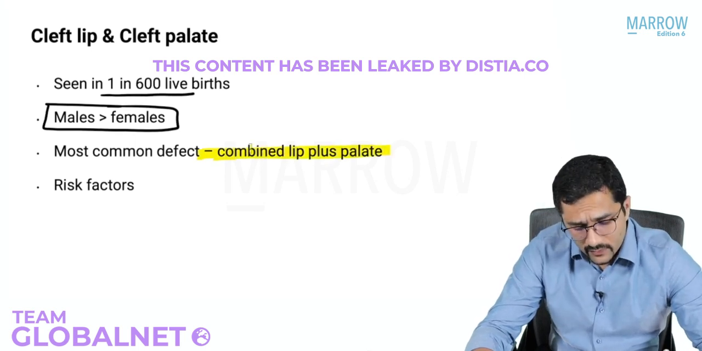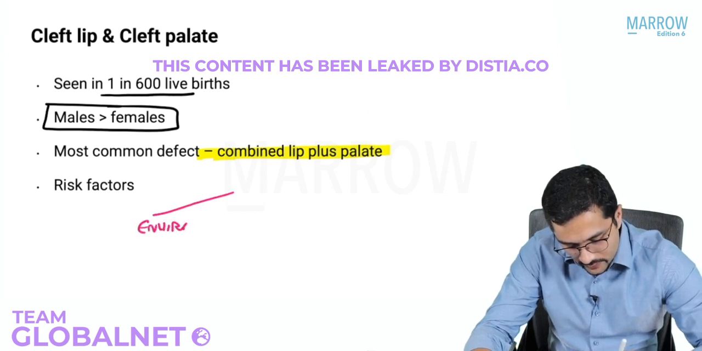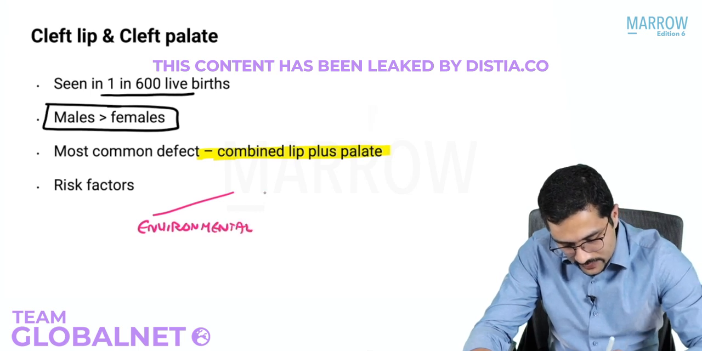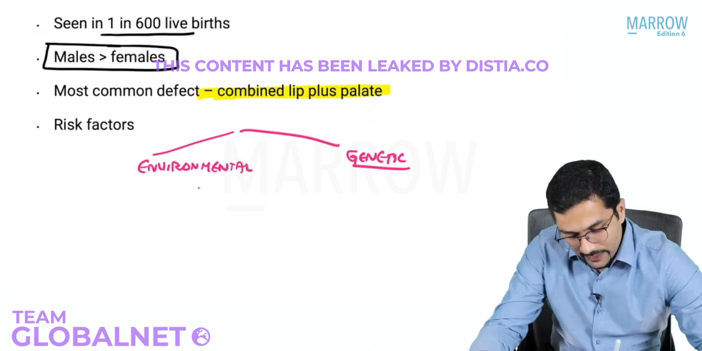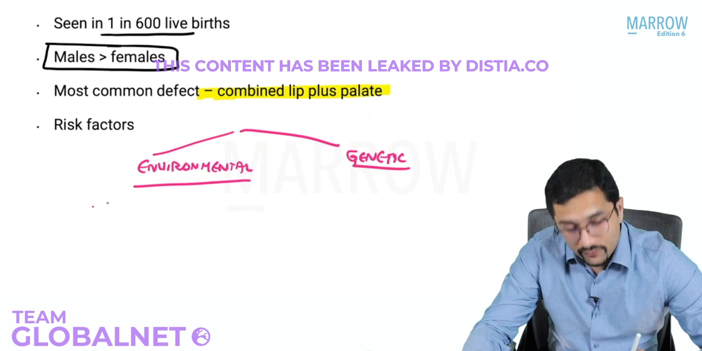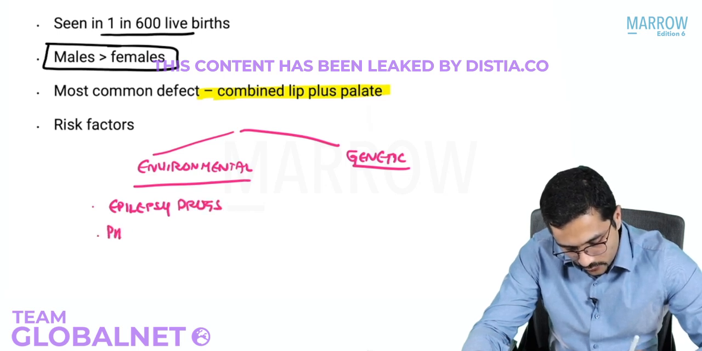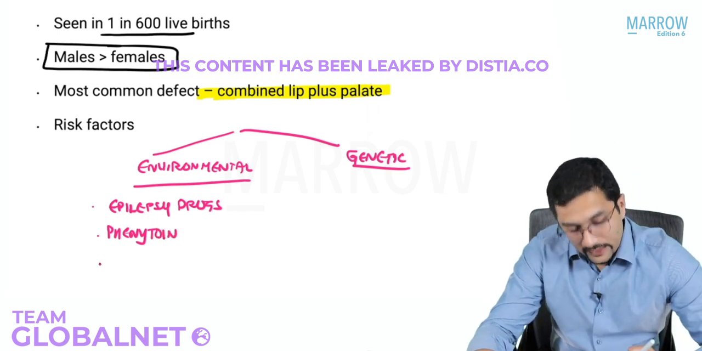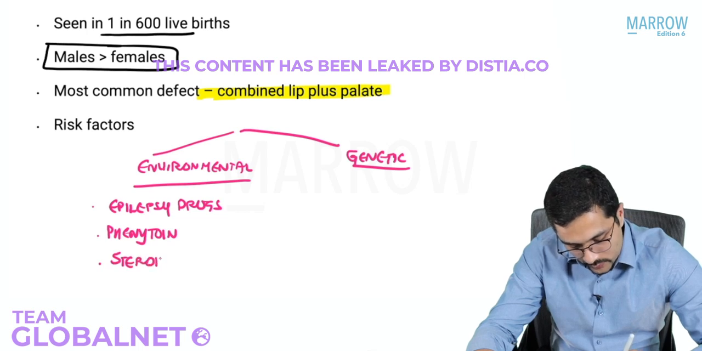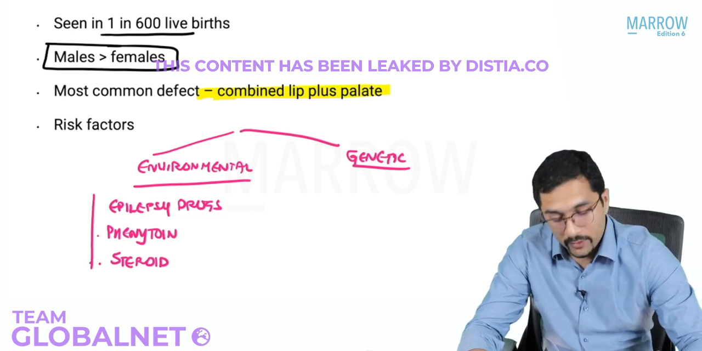The risk factors can be environmental and genetic factors. So this condition does have a strong genetic predisposition also. Environmental factors which are there are if the mother is on epilepsy drugs like phenytoin. So if maternal epilepsy is there and drugs are being given, and steroid intake is also associated with this. So steroid intake in the mother is also associated with cleft lip and cleft palate development.